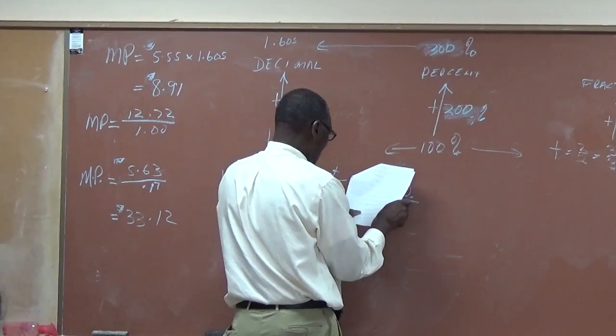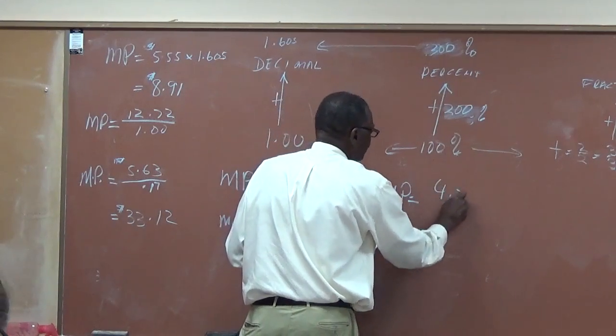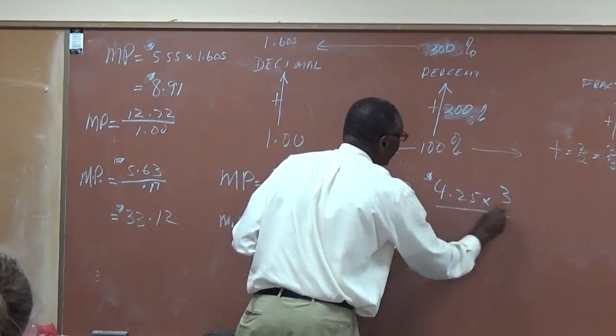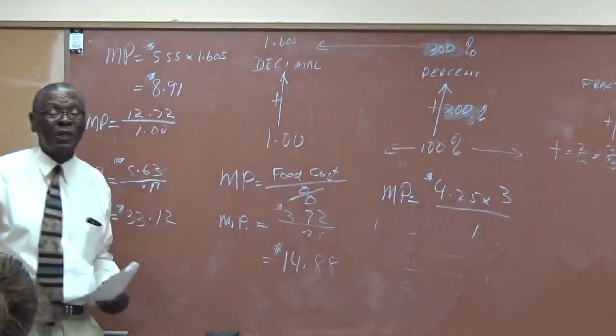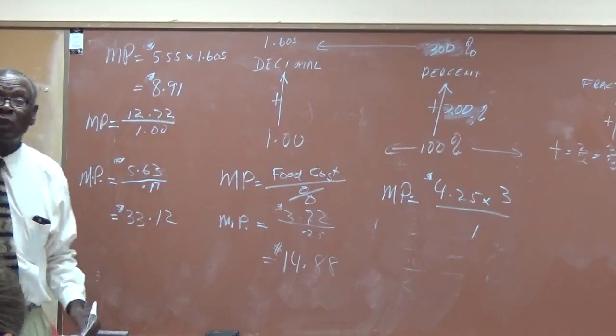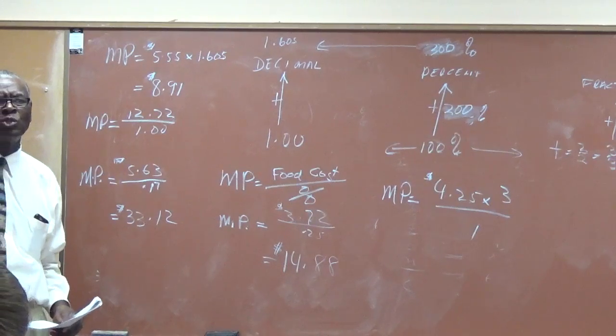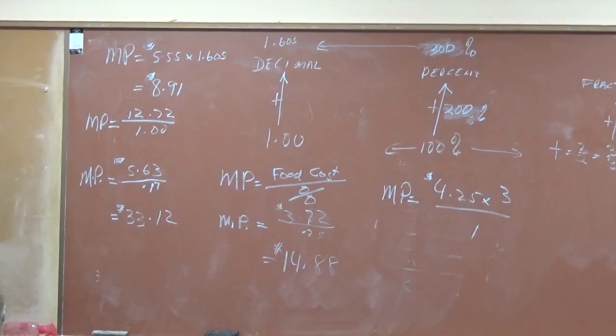So the menu price will be, the food cost was how much? $4.25. Now I multiply by 3, because I moved the decimal 2 places. So it'll be $12.75. That's more in tune with what they're doing downtown. Okay. $4.25, you're paying $12.75. The rest of the money goes for the cooking, the electricity, the gas, and all that other stuff.